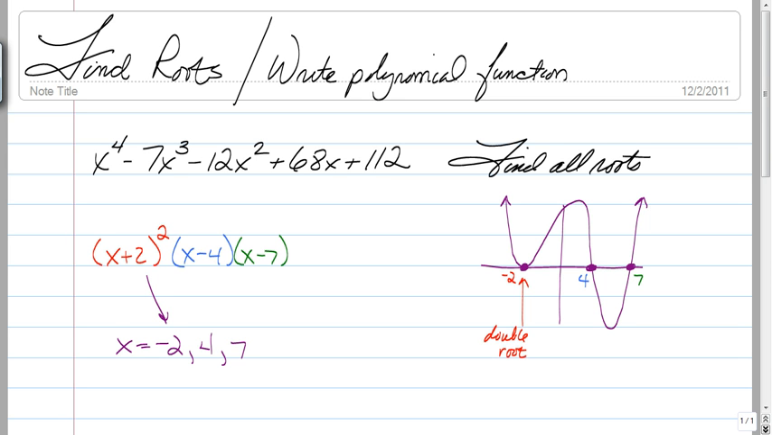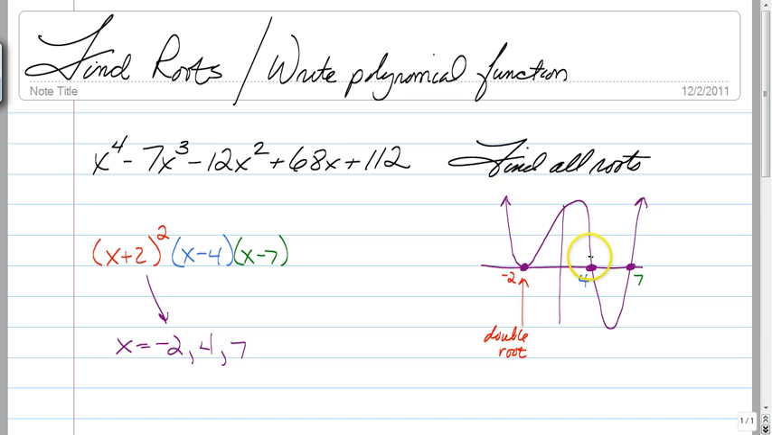So let me talk about this for a minute. Once you did all of your factoring, you should end up with x plus 2 times x plus 2 times x minus 4 and x minus 7, which of course, since you had x plus 2 twice, you can just write it as x plus 2 squared. Now notice that we have a squared, which means x plus 2 happens twice. That's known as a double root.